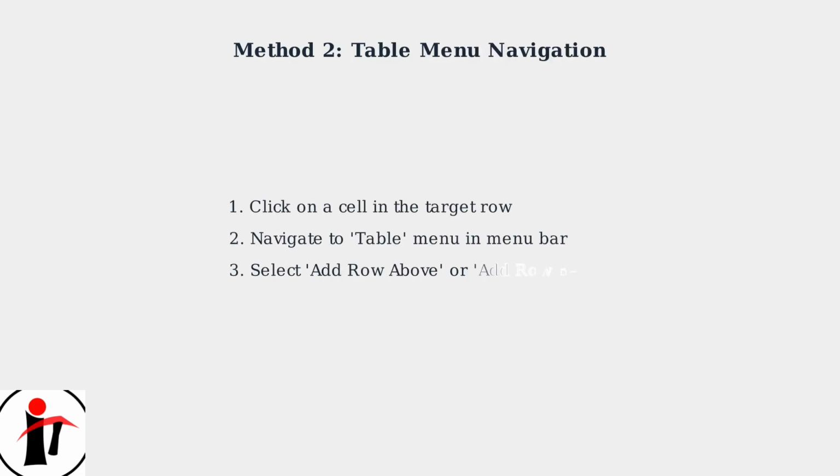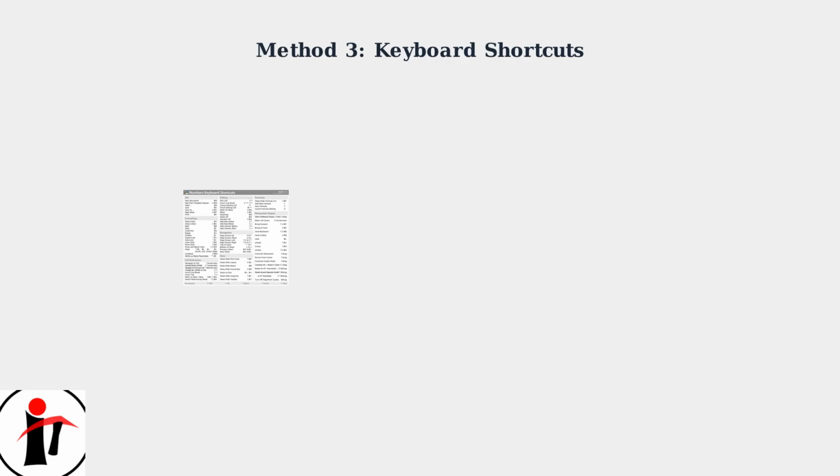your selection. The second method uses the table menu in the menu bar. This approach provides the same functionality through the application's main navigation. For power users, keyboard shortcuts provide the fastest way to insert rows. The shortcuts vary slightly between Mac and web versions, but follow logical patterns.